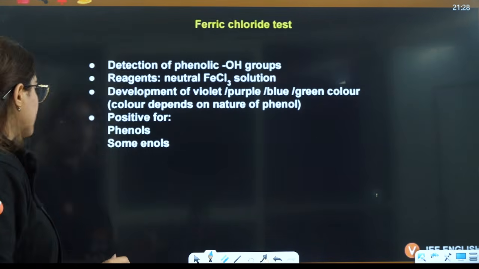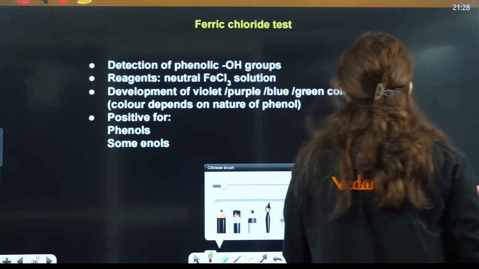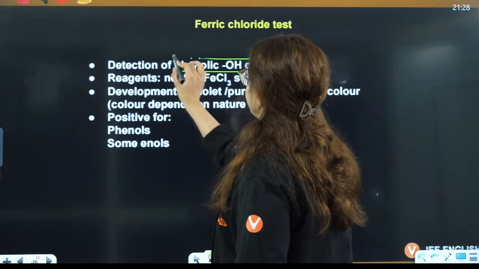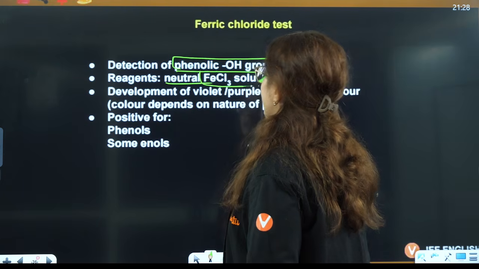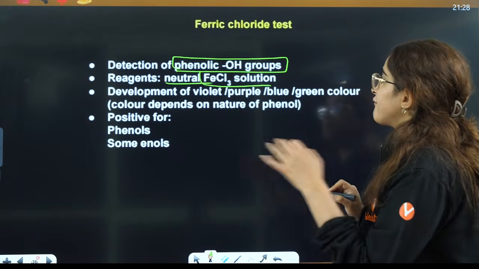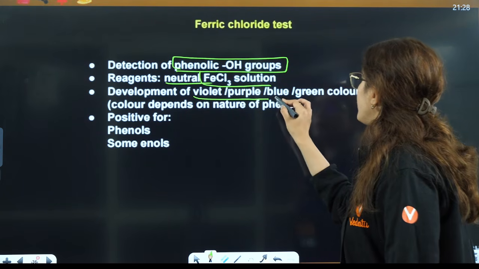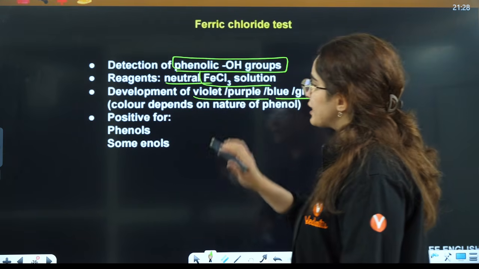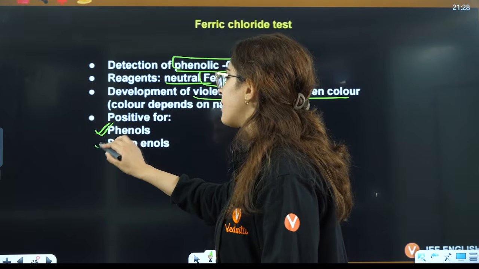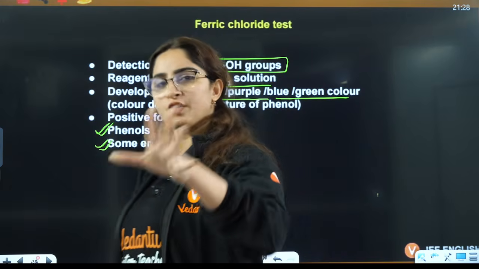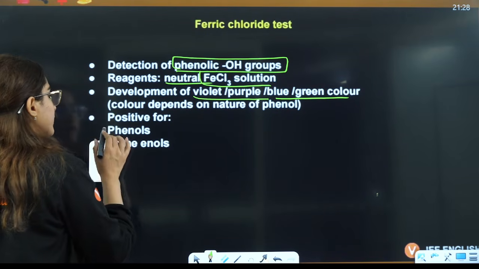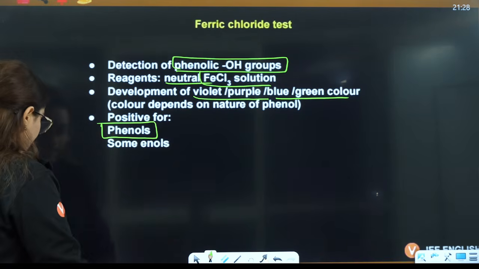Next is the ferric chloride test, that is given by phenol. In phenol, neutral FeCl3 solution is added. Development of violet, purple or blue-green color, depending upon the nature of the phenol, will be seen. It is only for phenols and some enols. So for you it is phenols only, and enols if present, but you will consider it for phenols, right?